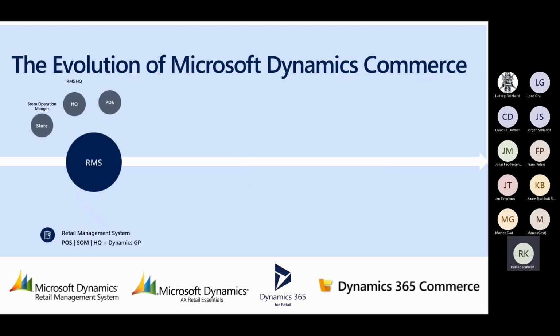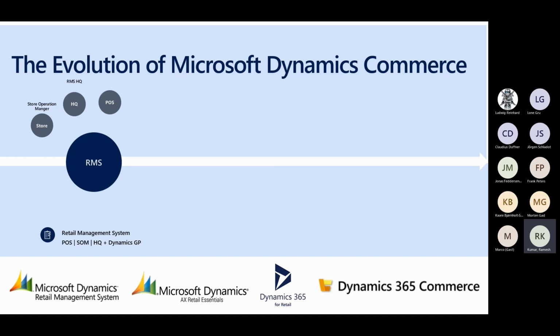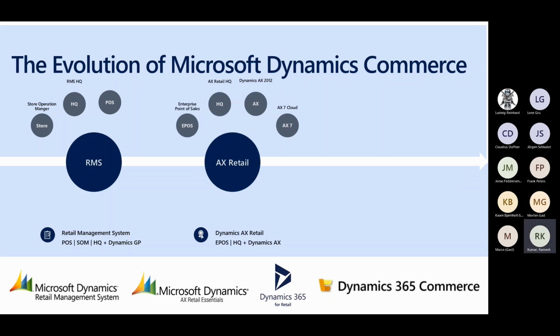So let's start with the evolution of Microsoft Dynamics 365 Commerce. Initially, it started with Retail Management System, which has the point of sale, store operations manager, and HQ, which integrates with Dynamics Great Plains. After that, AX Retail was launched, which has the EPOS Enterprise Point of Sale, HQ, and Dynamics AX. It also connects to Retail HQ and Dynamics AX 2012, and then AX7 Cloud.